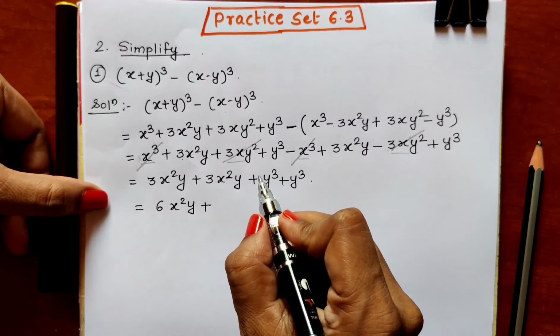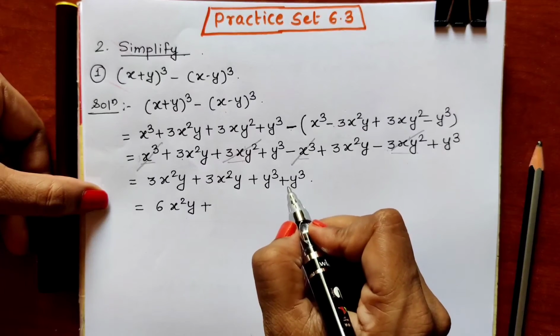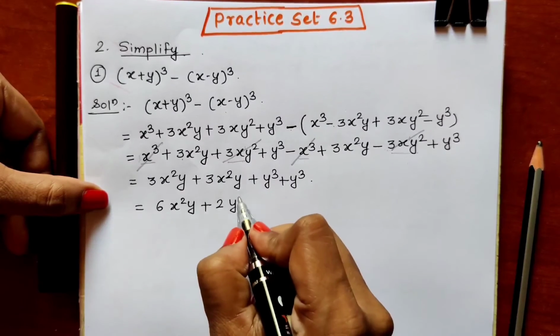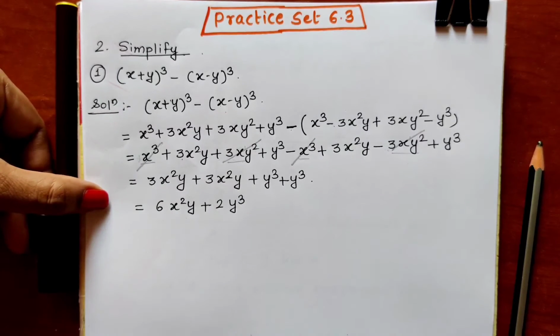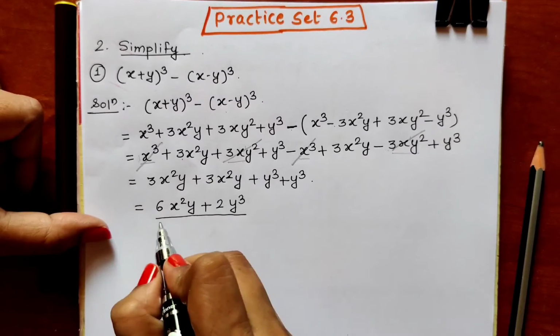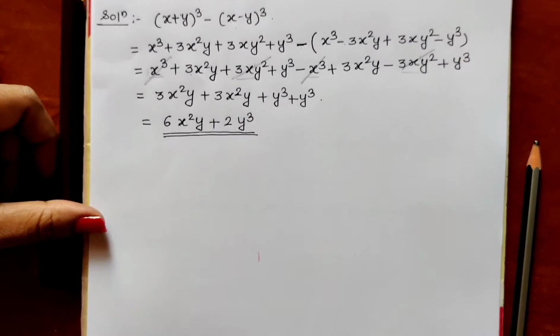That means nothing is there, no coefficient is there, means always 1 is there. That means 1 y cube plus 1 y cube. 1 plus 1 will be 2 and y cube is the common variable, 2y cube. So in this way the sum is over. Now let us see the second sum.